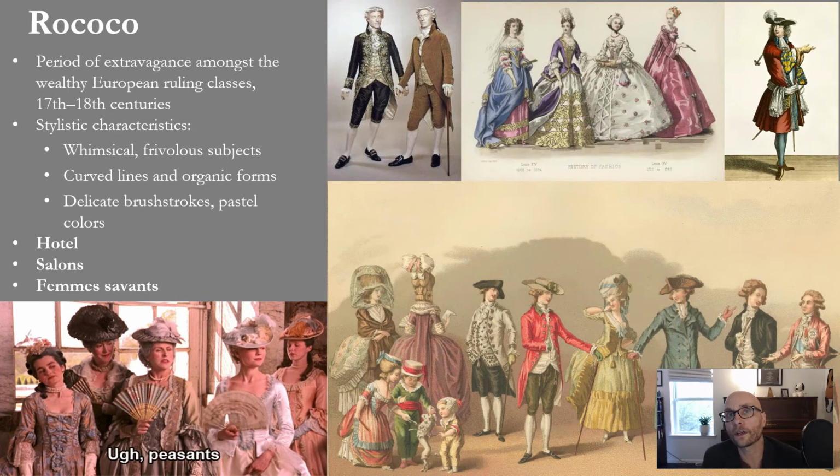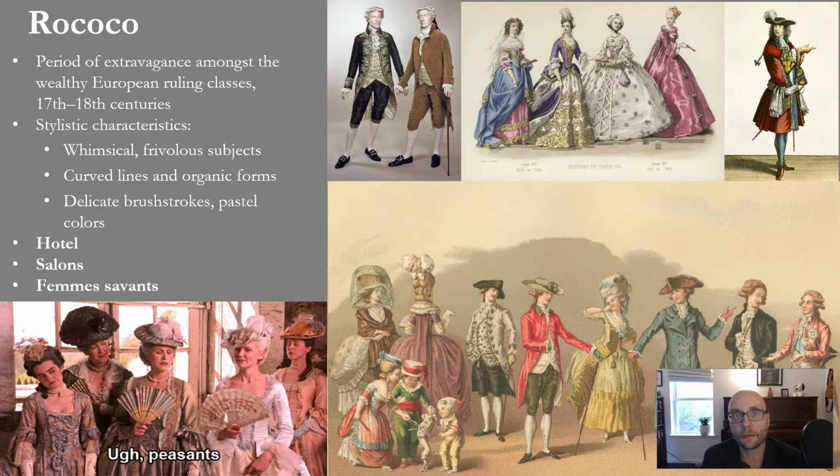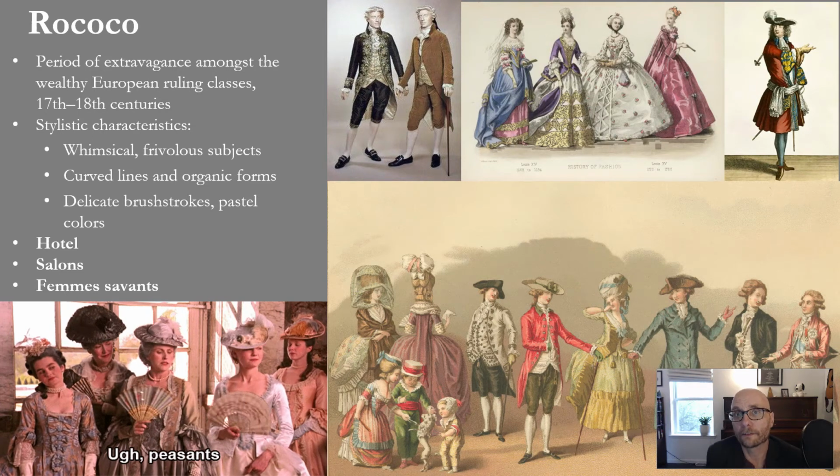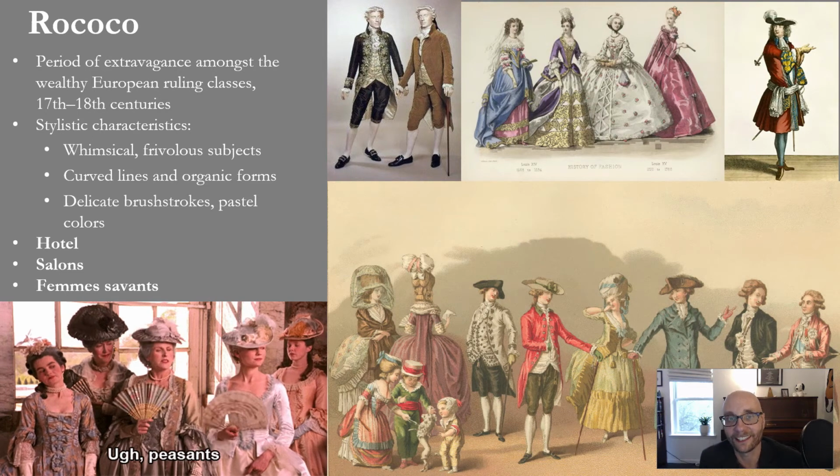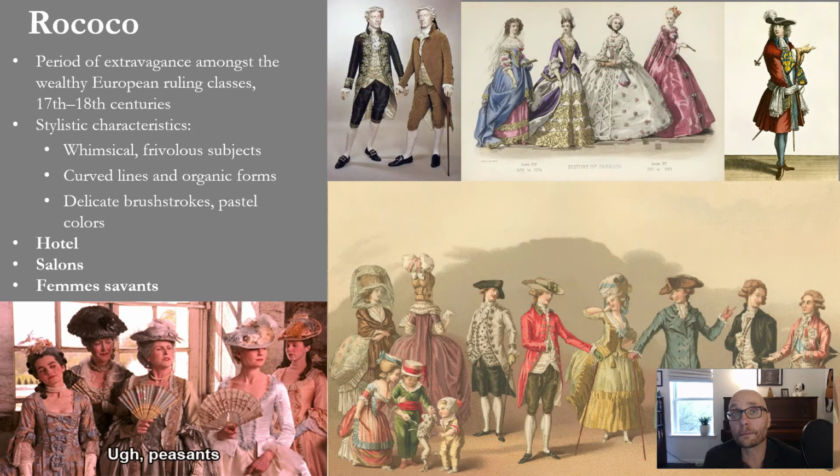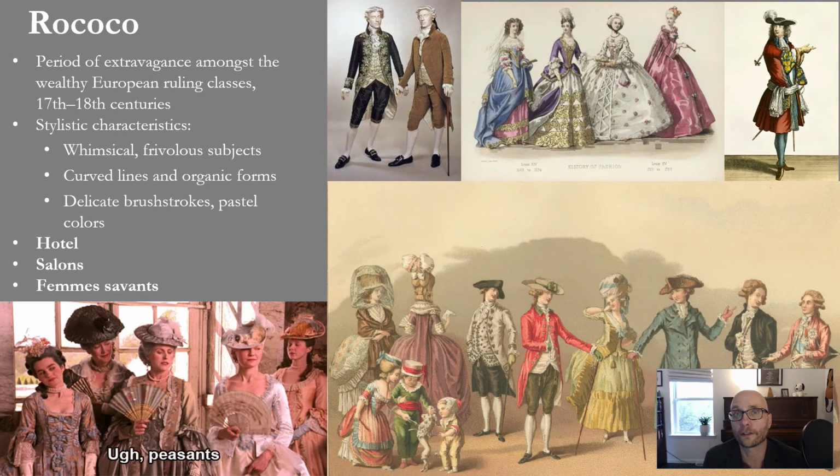This period is also a period where women had a lot of influence in French society.